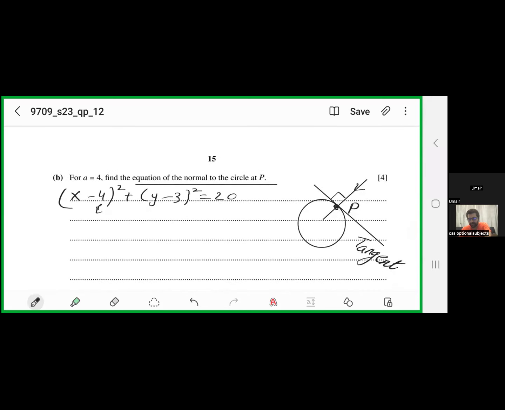This is h, x minus h, y minus k, this is k. We know the equation of the circle, x minus h whole square plus y minus k whole square is equal to r square. So basically, the center of the circle will have the coordinates 4 and 3. Now we have to find the coordinates of P. P is the point where the circle and tangent both intersect.